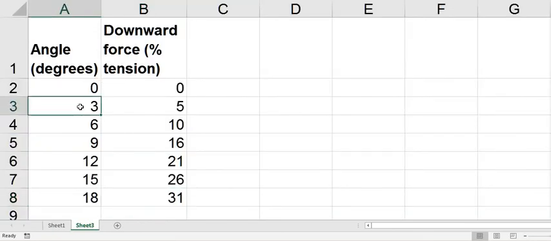If you look at this table, this is the headstock angle in degrees. 3, 6, 9, 12, 15, 18 degrees. And for every 3 degrees increase in the headstock angle, that downward force increases by about 5% of the string tension. 5, 10, 15, 20, 25, 30. Yes, I know that isn't 15, 20, 25, 30, but it's 1% out.